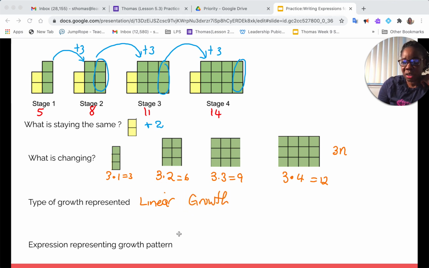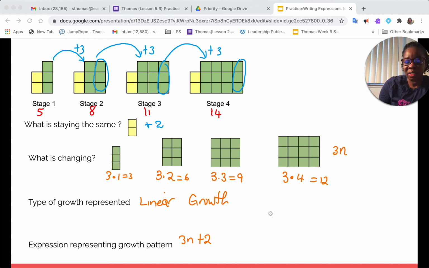The expression that would be given here would be 3n plus 2, or 3 times n, which comes from how our green section is growing, and our +2, which is the yellow, which is constant.